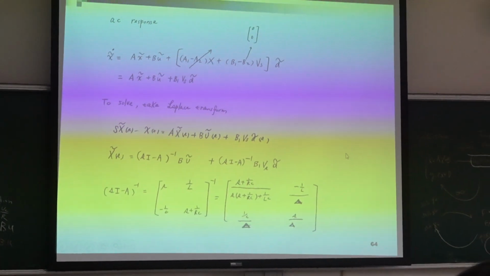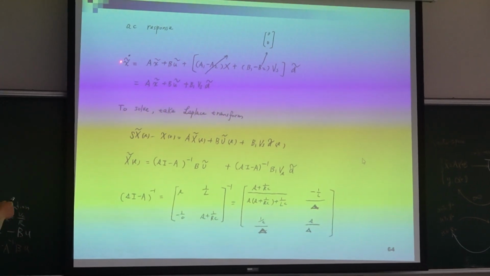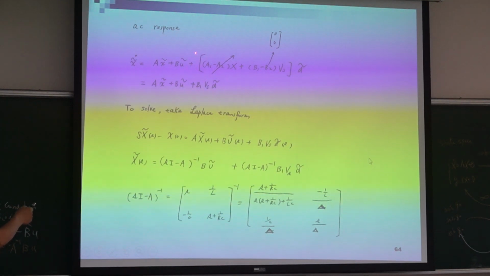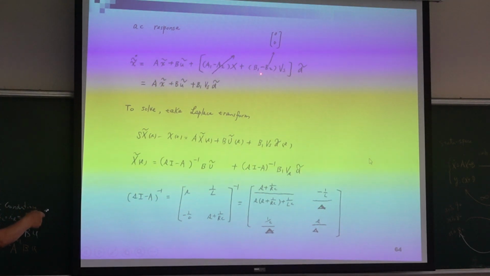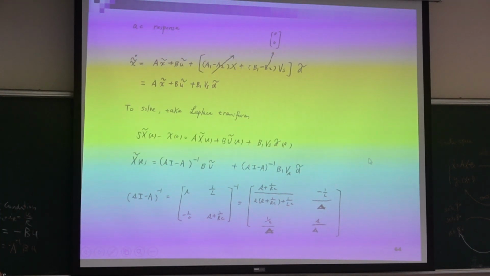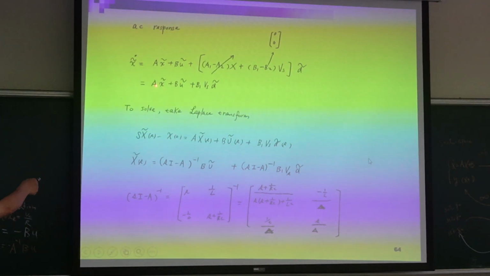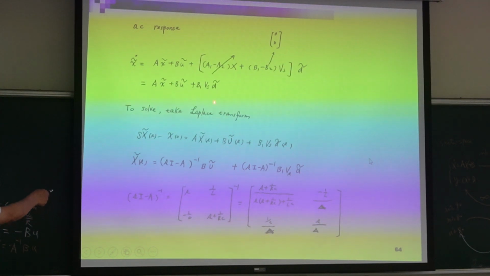So for the AC response, what is the AC response? x tilde dot equals A x tilde plus B u tilde plus (A1 minus A2) X plus (B1 minus B2) Vs multiplied by the duty cycle variation. So we can write down here. So what is the Laplace transform? We can take the Laplace transform: s x(s) minus the initial value x(0), equals A x plus B u plus B1 Vs d. Then we can obtain this one.